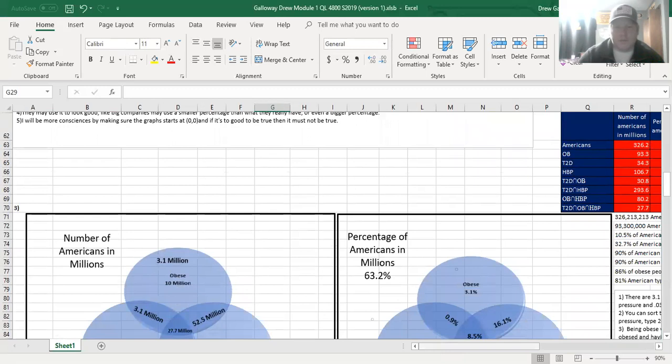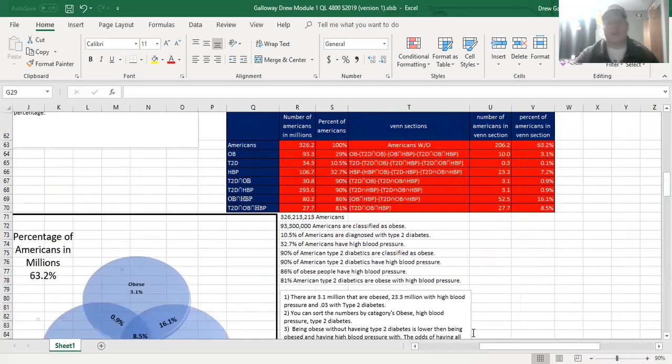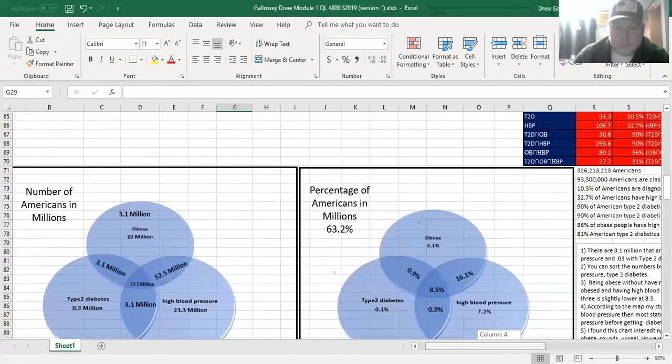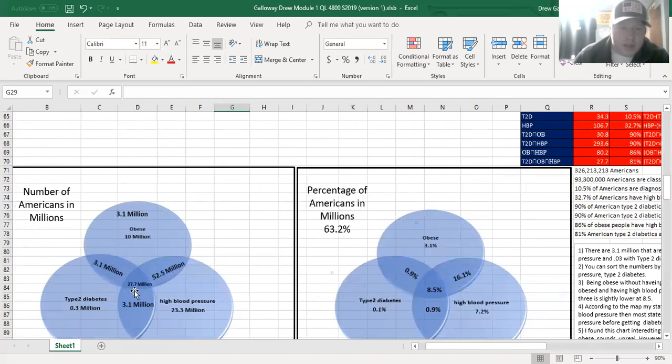Okay, on to the third one. Now, the third one is about diabetes and stuff like that. So there are 3.1 million that are obese and 23.3 million with high blood pressure and 0.03 with type 2 diabetes. You can sort the numbers by categories: obese, high blood pressure, and type 2 diabetes. Being obese without having type 2 diabetes is lower than being obese and having high blood pressure, with the odds of having all three slightly lower at 8.5.